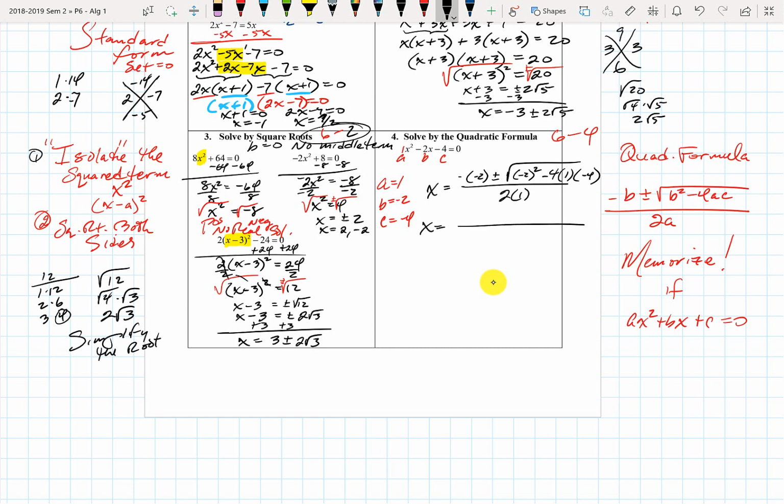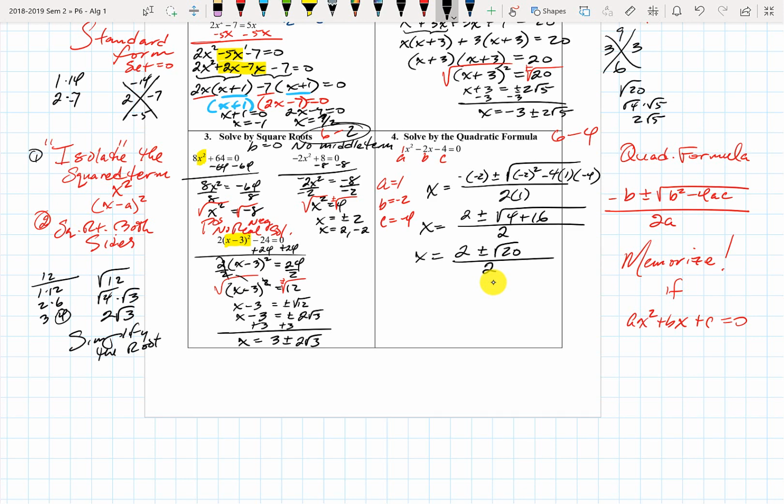So we simplify that. The opposite of negative 2 is positive 2. Negative 2 squared is 4. Negative 4 times 1 times negative 4 is positive 16. And then 2 times 1 is obviously 2. So when you simplify this, you get 2 plus or minus rad 20, all right, divided by 2.